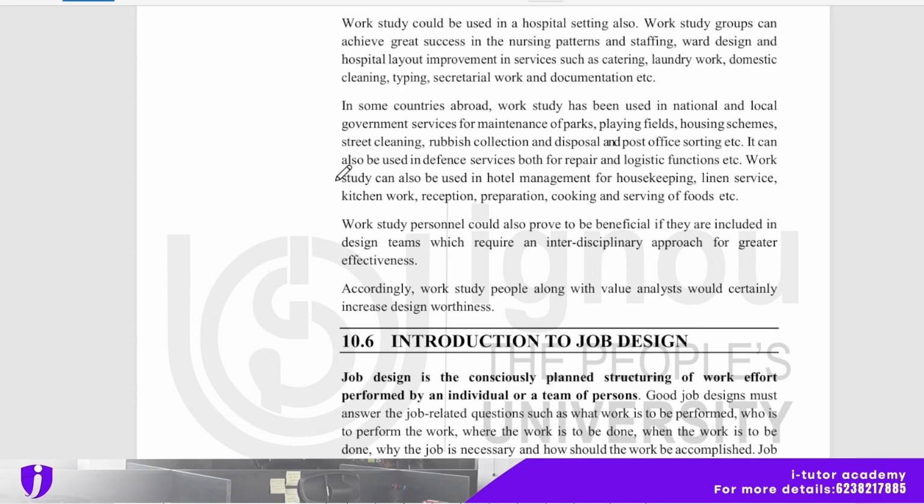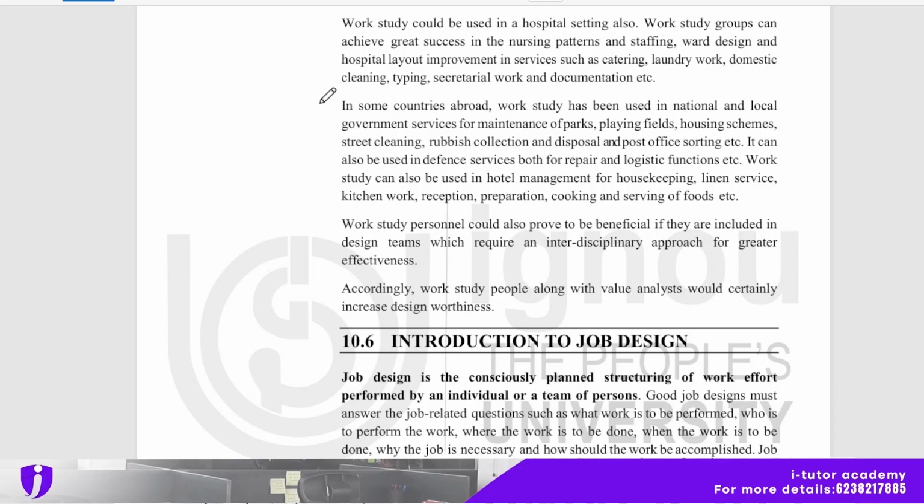And work study could be used in a hospital setting also. Work study groups can achieve great success in the nursing pattern and staffing, ward design, and hospital layout improvement, in services such as catering, laundry work, domestic cleaning, typing, secretarial work, and documentation, etc.